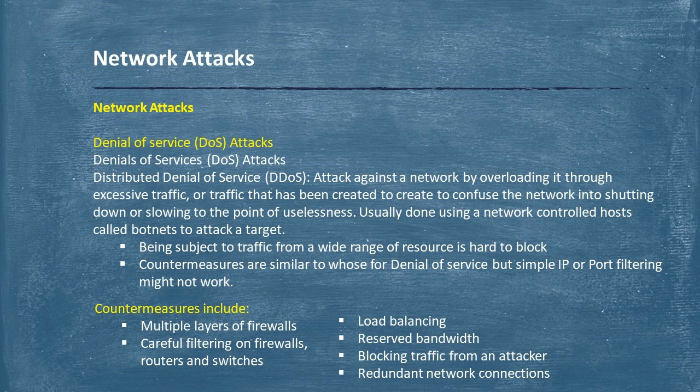What are the countermeasures? Blocking the traffic from the attacker, but one should know who the attacker is; only then can you block the traffic that creates unwanted requests to make the network busy. Redundant network connections could be another method to counter distributed denial of service. Then load balancing, and careful filtering on firewalls, routers and switches to check unwanted traffic. Multiple layers of firewalls, again to filter unwanted packets.